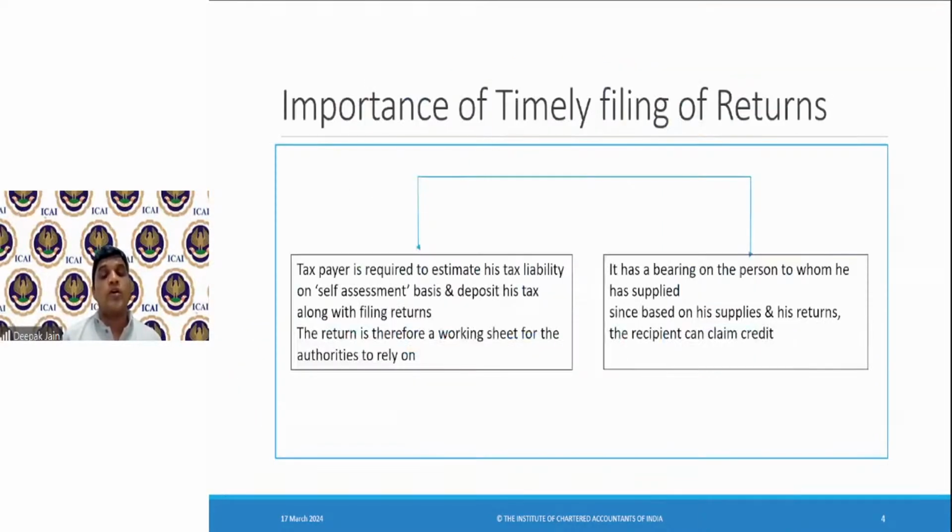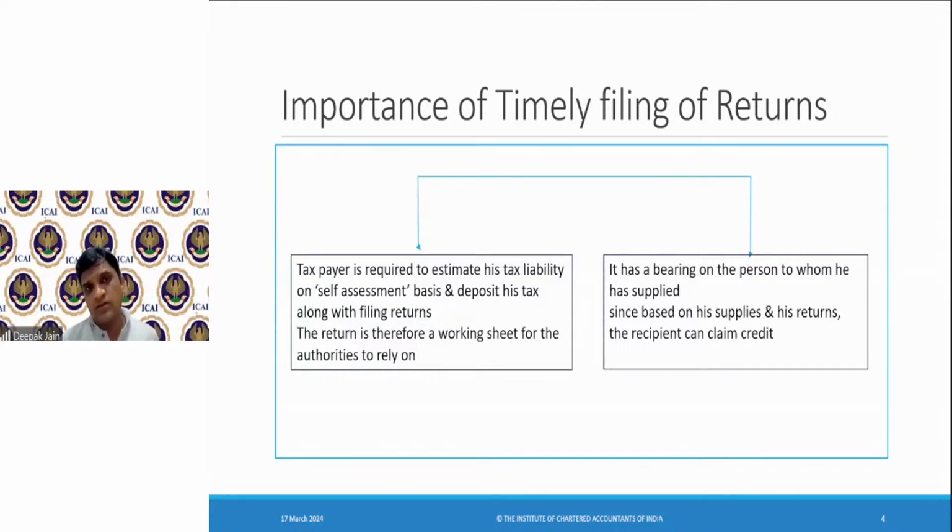Why is it important to file the returns on a timely basis? So if I file late, I will pay late filing fees, I will pay interest. But what is the importance of this timely filing? Taxpayer is required to estimate his tax liability on self-assessment basis and deposit his tax along with filing returns. The return is therefore a working sheet for the authorities to rely on, because their data, their working depends on your timely filing of returns. So if you file the returns on time, the government will get the data accurately. That's why it is important to file the returns on a timely basis.